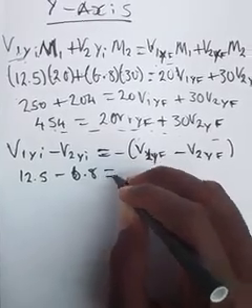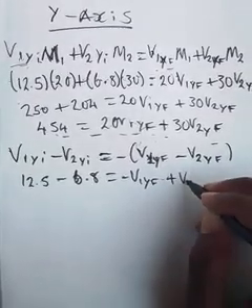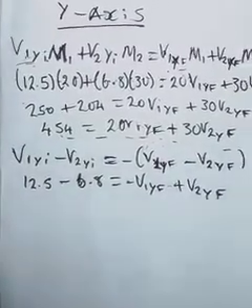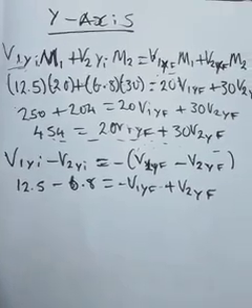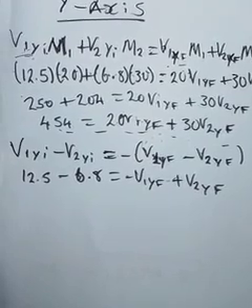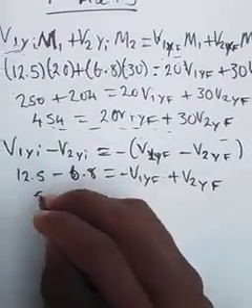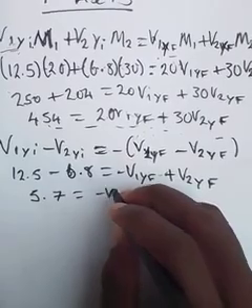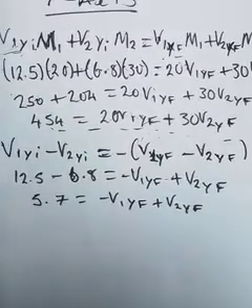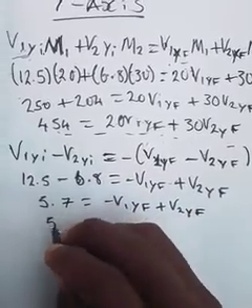And here we're just going to say plus. Okay, so subtract now. What is 12.5 minus 6.8? 12.5 minus 6.8 is going to be 5.7. So we have 5.7 is equal to negative Vyf plus V2Yf. Okay, yeah. So I'm going to take this on the other side. It's going to be 5.7 plus V.